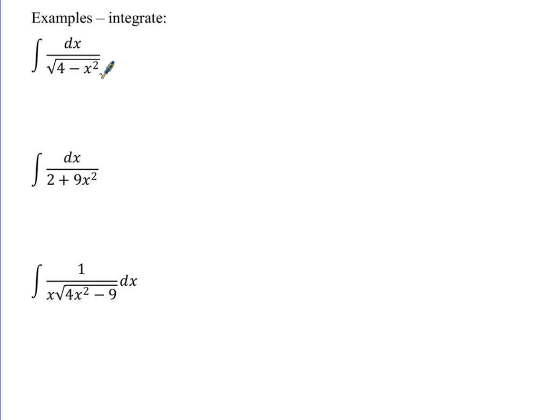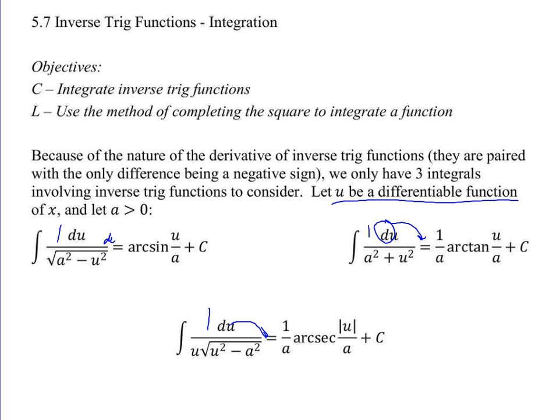Now, the u is going to be this guy, and the a is going to be this guy. A is the constant. So I'm going to call a 2, not 4, because then what I have here is 2 squared. The pattern says a squared minus u squared. And I'm going to call u, what? X. So if u is x and a is 2, then what I have here is 2 squared minus u squared. And if I go back to my patterns, which one are we looking at? Arcsine.